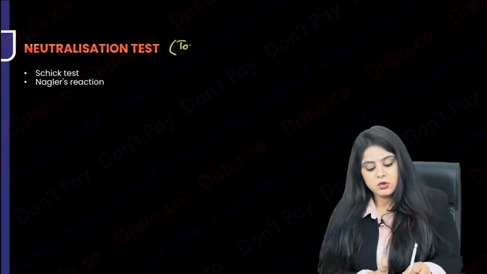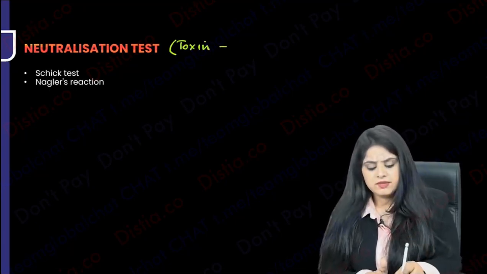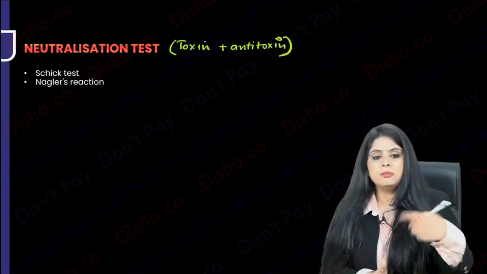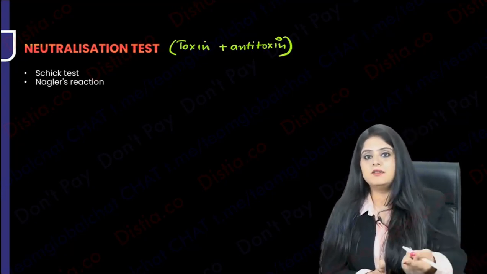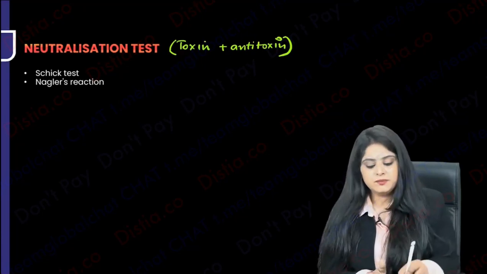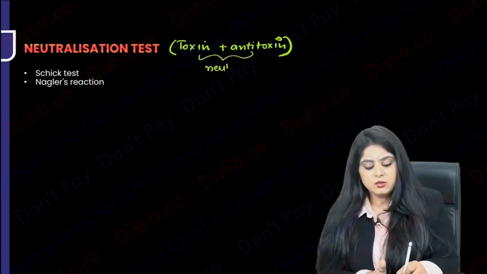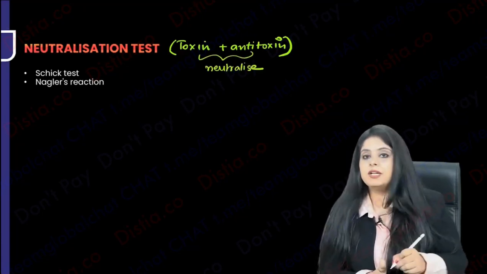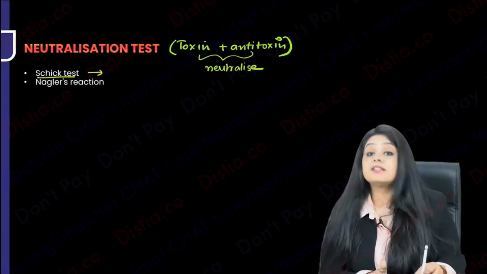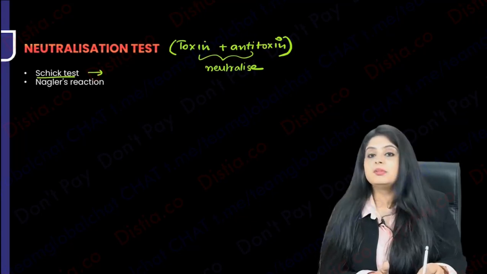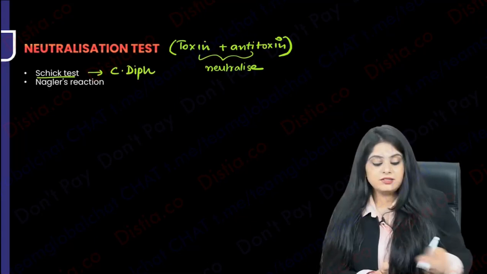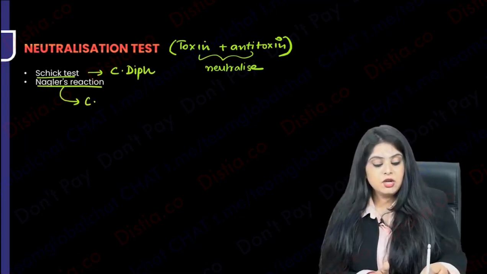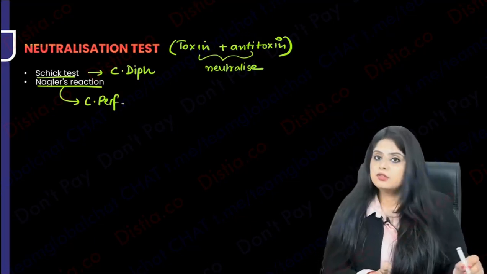The next type of antigen-antibody reaction is a neutralization reaction. Neutralization means if you have a toxin, neutralize the toxin, add antitoxin, right? Like if someone has been bitten by a snake, you give antivenom. Same way, if there is a bacteria with a toxin, you give antitoxin and it will be neutralized. So what are the two tests which come under this? There is the Schick test. Schick test is basically done for Corynebacterium diphtheriae. It is a neutralization test. Nagler's reaction, for Clostridium perfringens, is also a neutralization.